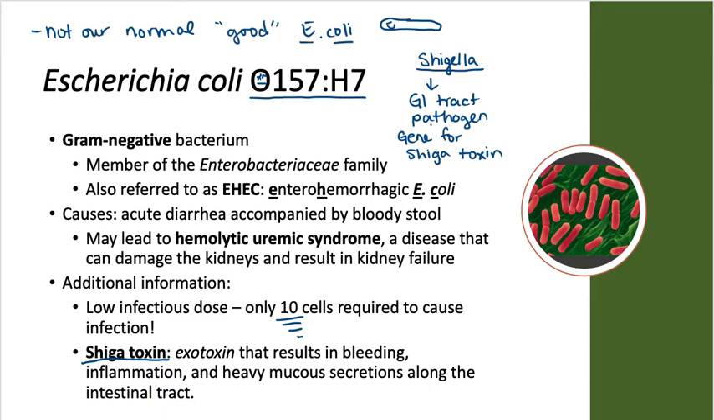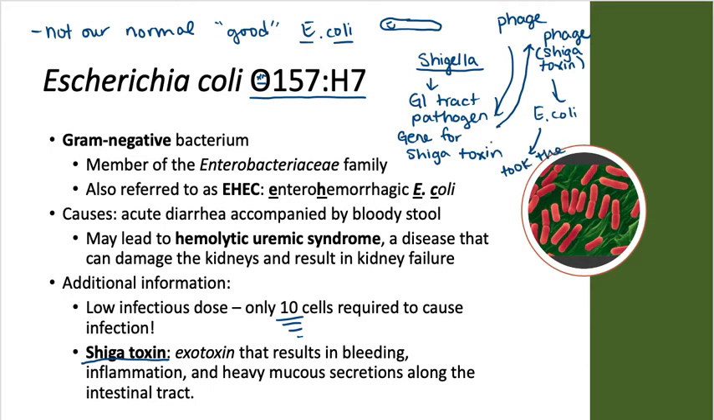It was found that a virus picked up this gene, so a bacteriophage. So a phage infects Shigella and then goes through the lytic cycle and produces more phage. And one of these phage was carrying the Shiga toxin gene. And this phage then infected an E. coli cell, and E. coli took up the viral genes, including the Shiga toxin gene.